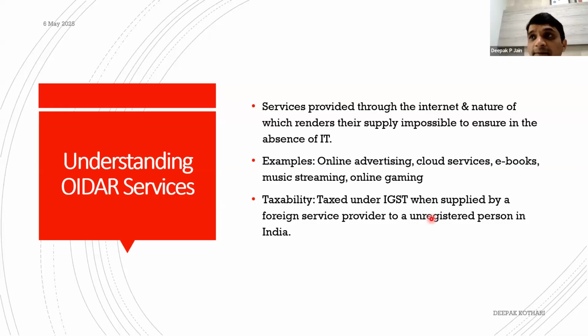Next is ebooks. Now, ebooks also could be of two variants. One is you are getting access to the ebooks, you can download it and read it later on. Like a Kindle, you have a Kindle device, you can download the book and read it later on without the internet. So that will not be treated as OIDR services, but an ebook which is available only when you are using the internet will be treated as an ebook which is an OIDR service.